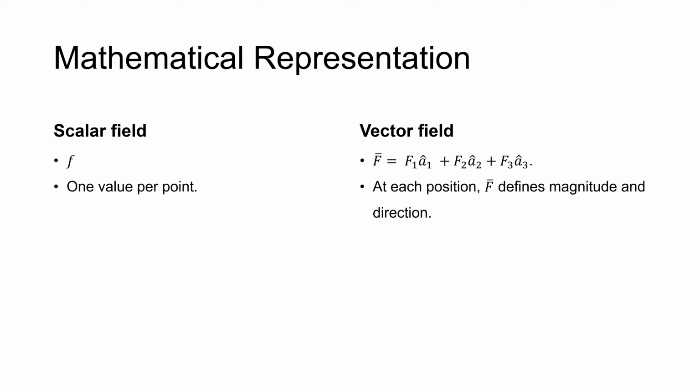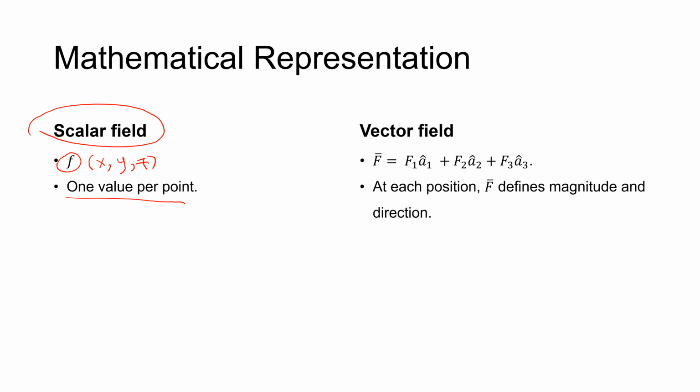Now we move to the mathematical representation. In the case of a scalar field, it will be just a function. Of course, if it was in Cartesian coordinates, it will be a function of x, y, z. At the end, once we substitute, we will get one value of this function.